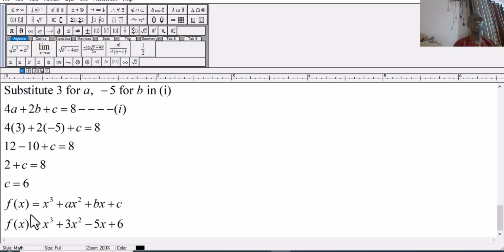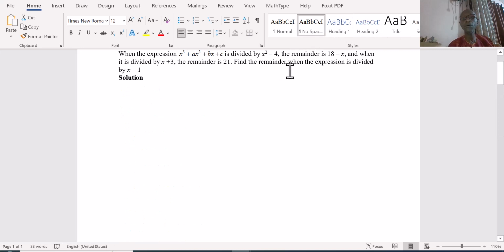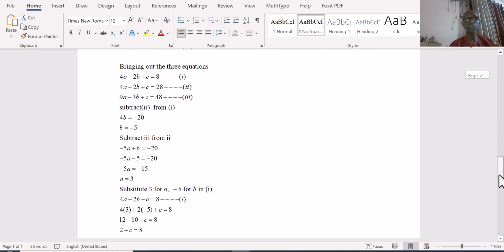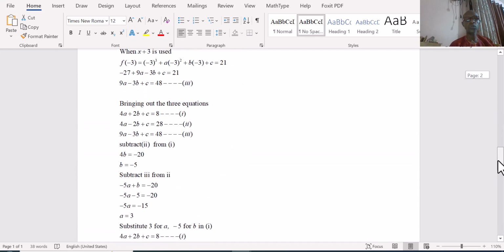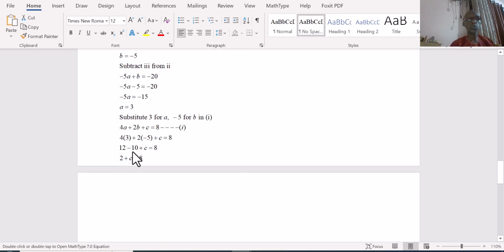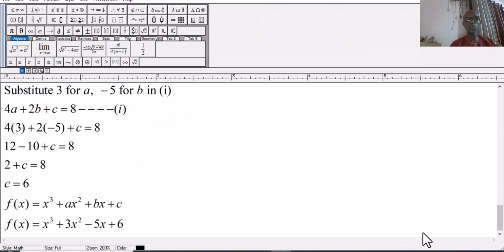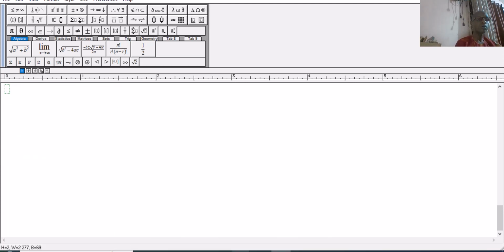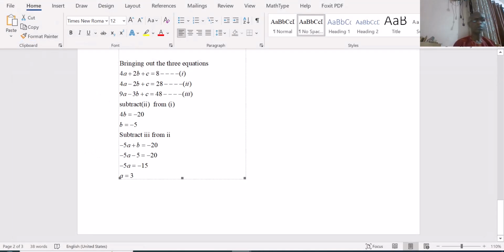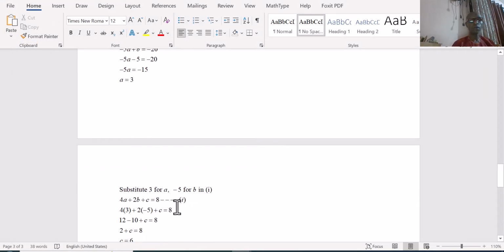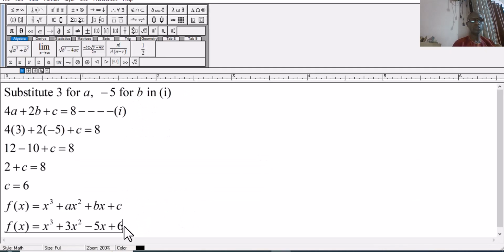So they ask us now to find the remainder when the expression is divided by x plus 1. So we need to do that quickly. I'm going to cut off some of this. So let's cut off from here. So we should find the remainder.